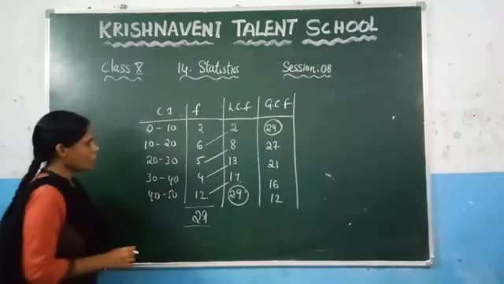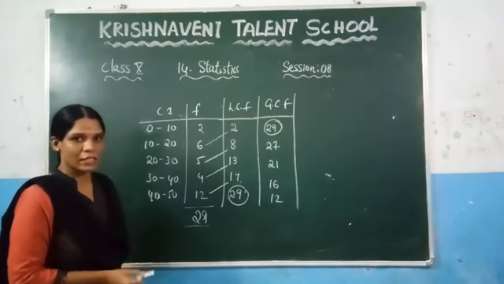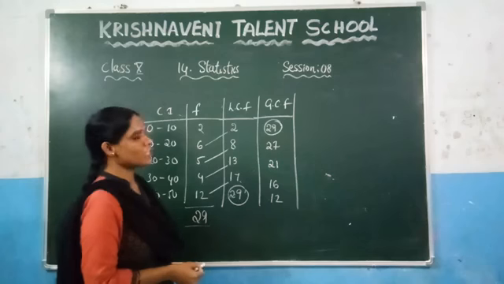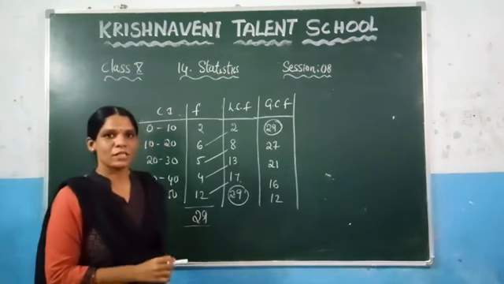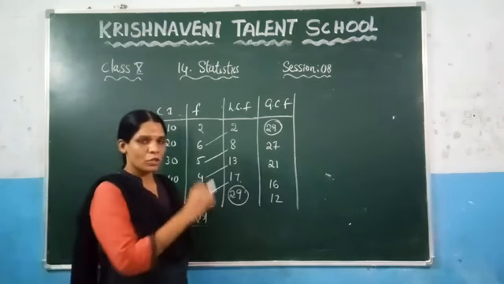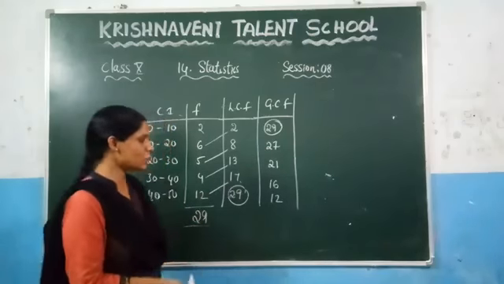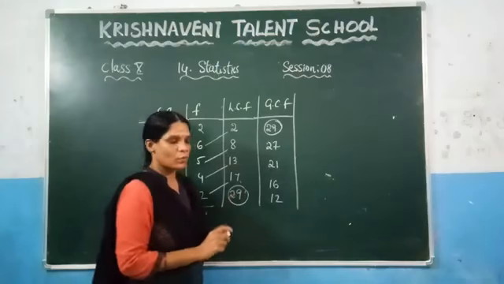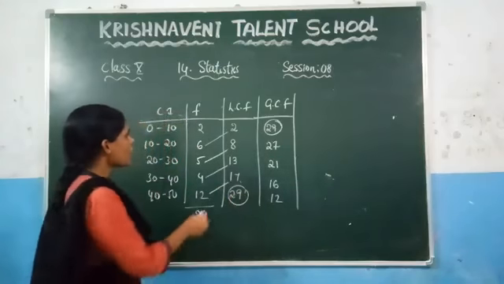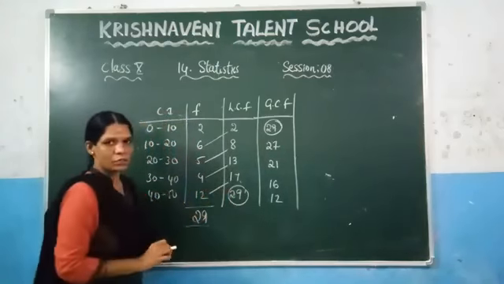That means if you have given any class intervals and any frequencies, how do you calculate the less cumulative frequency values? Just you need to add from top to bottom, and while calculating the greater cumulative frequency values, we need to add from the bottom to top. That means we are just adding the sum of the frequencies like this.